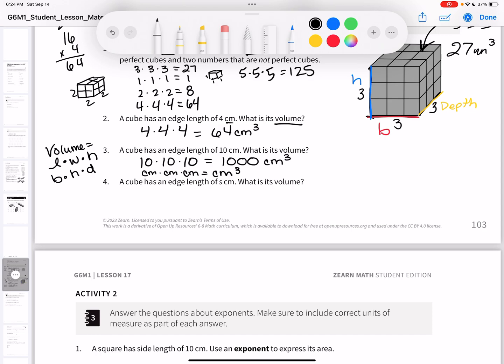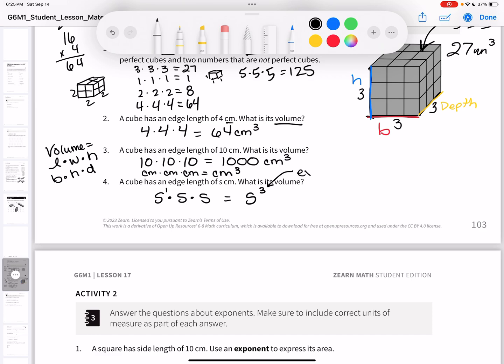A cube has an edge length of S centimeters. What is its volume? So that would be like doing S times S times S. Okay, so its volume would be S times S times S.